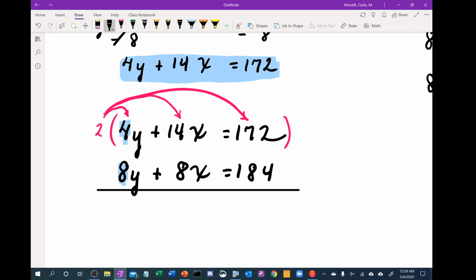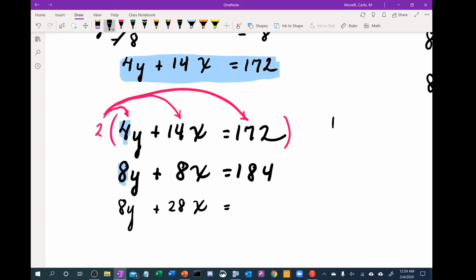We're going to rewrite this. 2 times 4 is 8. So we'll get rid of this and write our new equation underneath. 2 times 4 is 8, so it's 8y. 2 times 14 is 28, plus 28x. And we have equals 172 times 2.